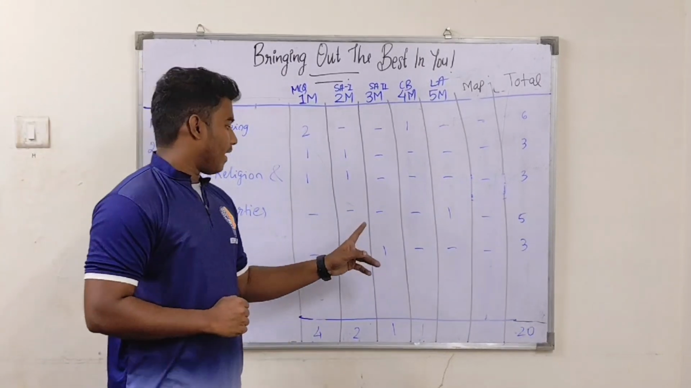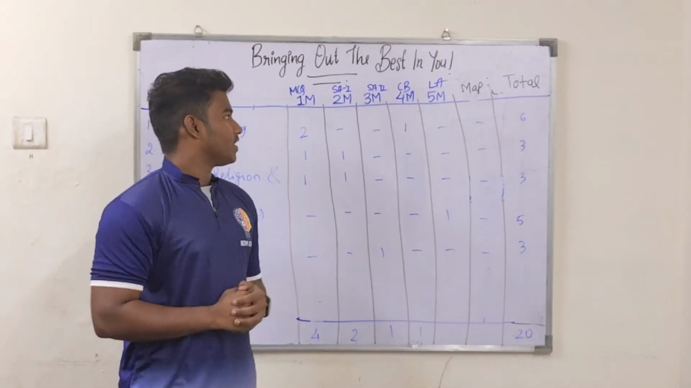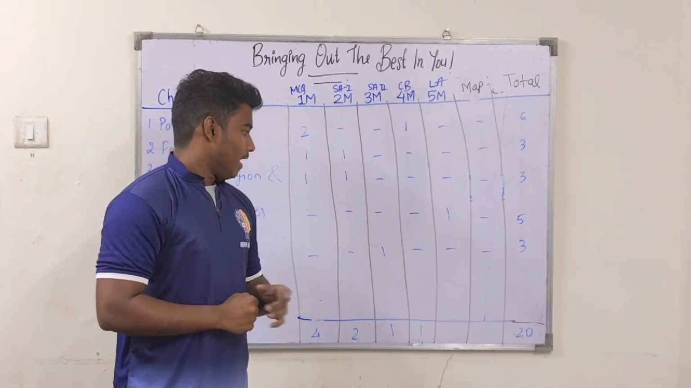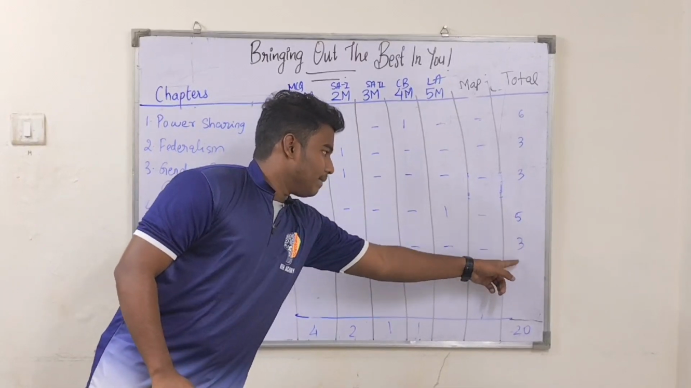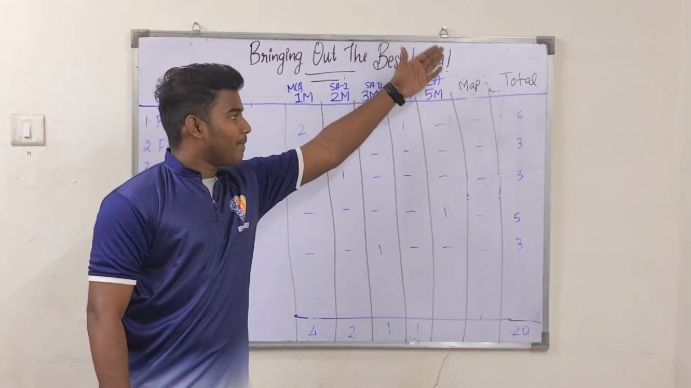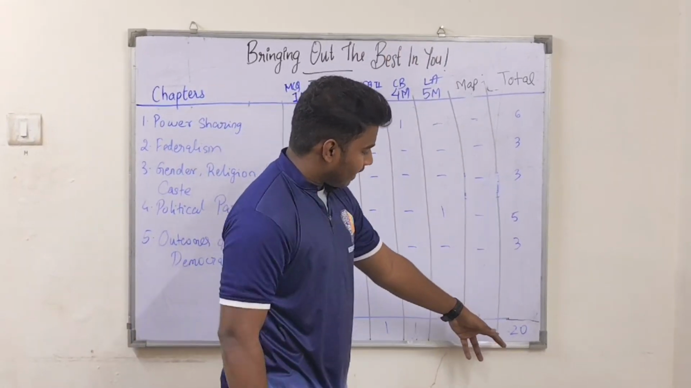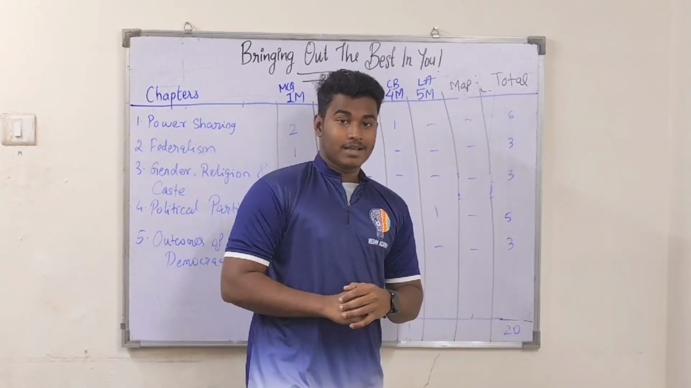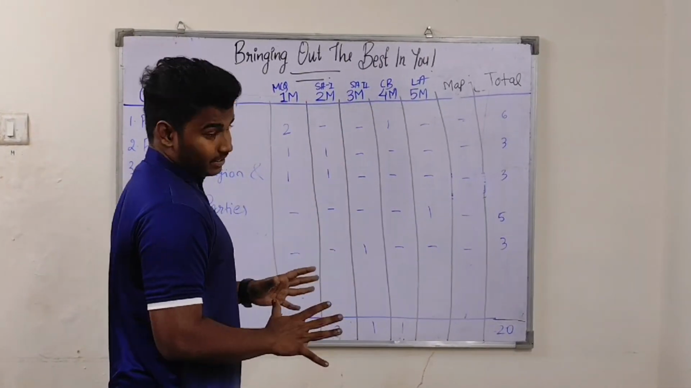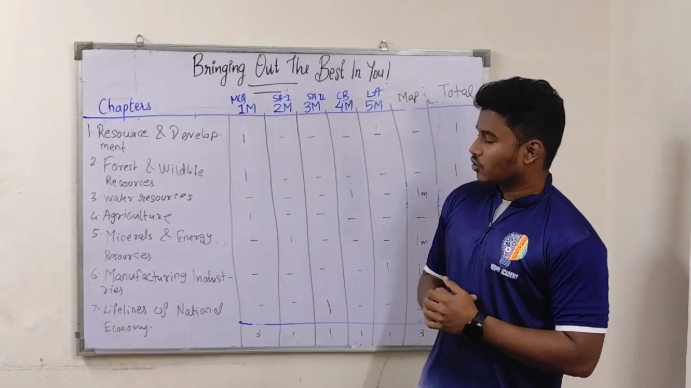And your last chapter is outcomes of democracy. And इसमें से तुमको आएगा short answer आएगा, that is section 2 के लिए, that is for 3 marks. And the total weightage is 3 marks for this chapter also. और ये सब add करने के बाद at the end you will get a weightage of 20 marks. This was all about civics. And now next we have about geography.